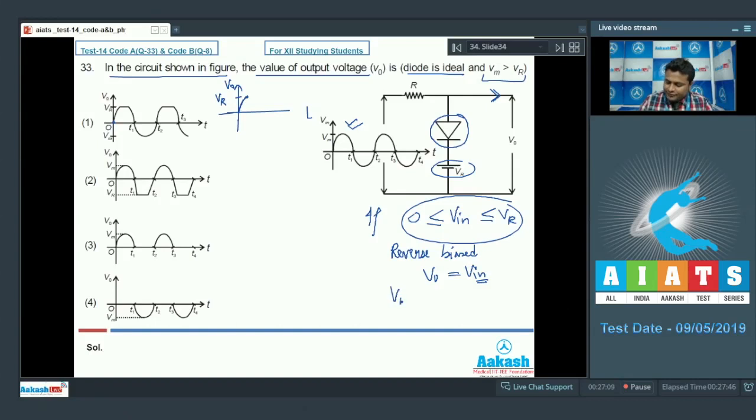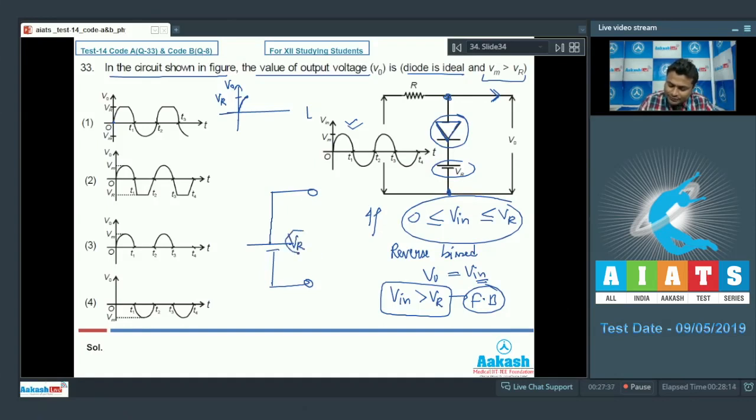Now if V input is greater than VR, then the diode is forward biased. And in case of forward bias, what will happen? The diode will be short circuited, and we will get this as output. If the diode is short circuited, then the voltage across these 2 points will be the same, VR. So in that case, V output will be the same as VR. Means V output will be constant and equal to VR. So up to this value, it will be VR.